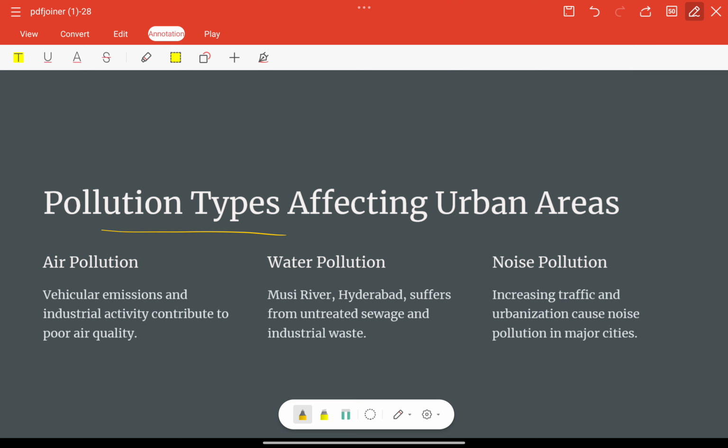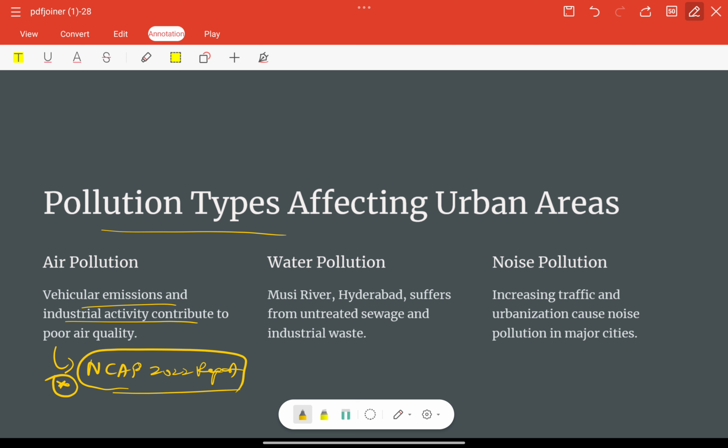First important thing is we have air pollution here, right? Vehicle emissions and industrial activity contributed to poor air quality. Especially here we can add the example of the National Clean Air Program report, the 2022 report, very, very important. Hyderabad was ranked among the cities with deteriorating air quality, right? So we need to connect to this particular report.